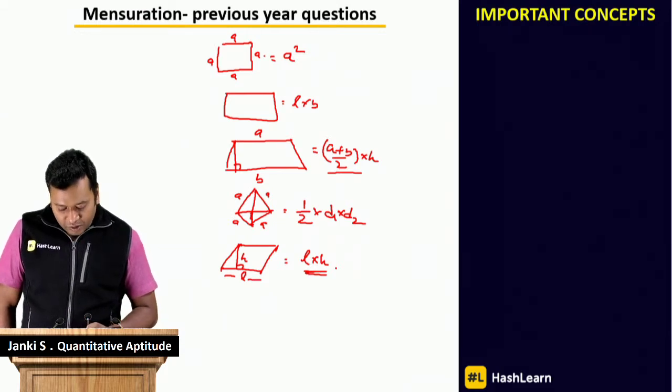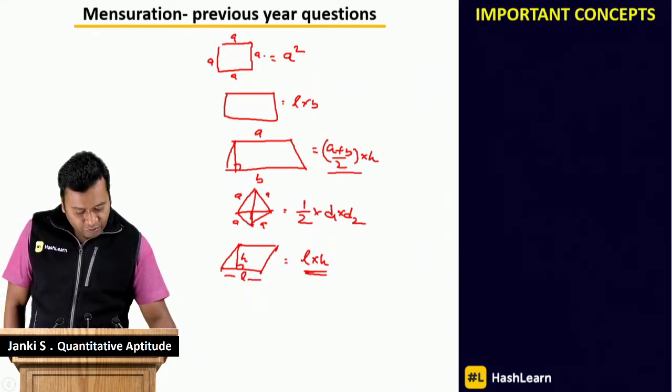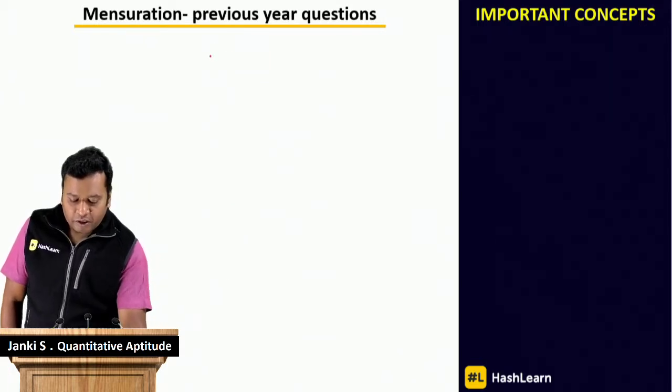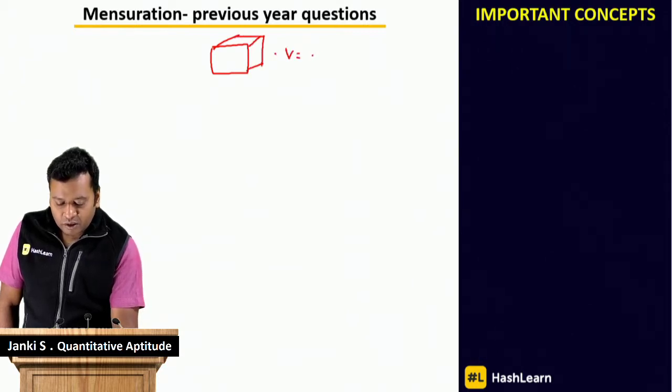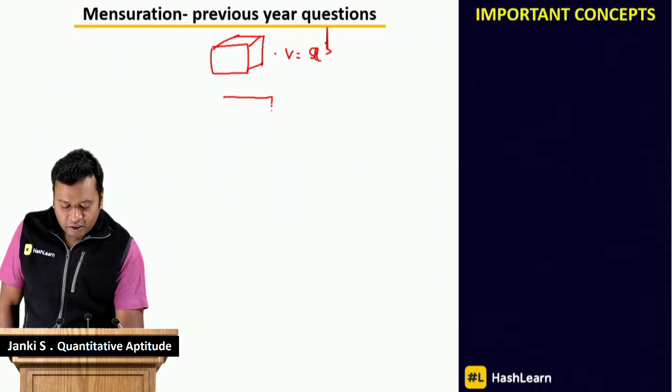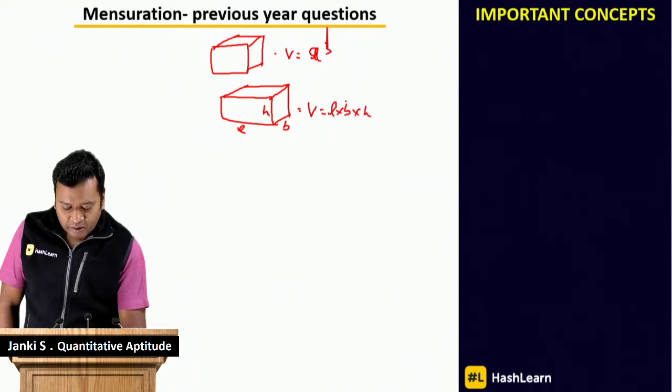Then we come to the 3-dimensional format. In the 3-dimensional format, the important shapes are the cube, where volume is nothing but a cubed, assume a is the side; and the cuboid, with length L, breadth B and height H. So my volume is length into breadth into height, right?